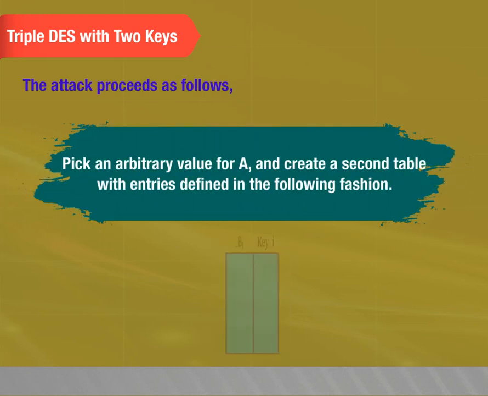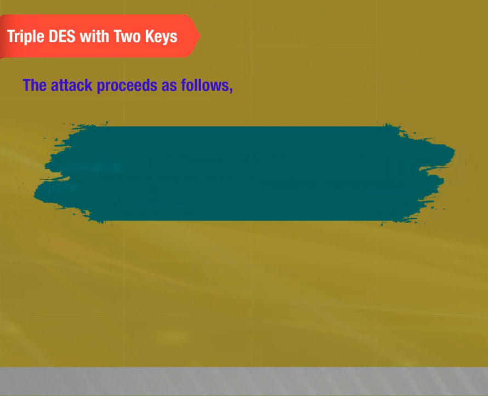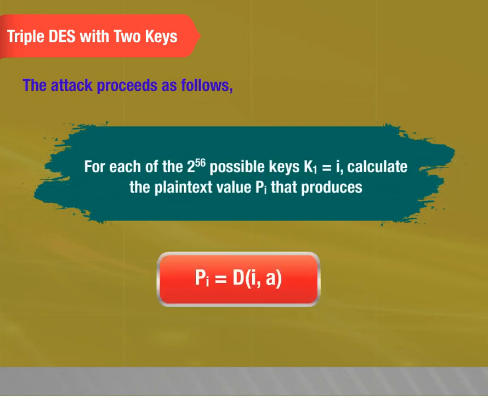Pick an arbitrary value for A and create a second table with entries defined in the following fashion. For each of the 2^56 possible keys, K1 = i, calculate the plaintext value Pi that produces Pi = D(i, A).